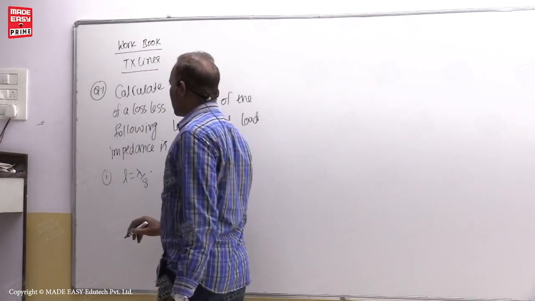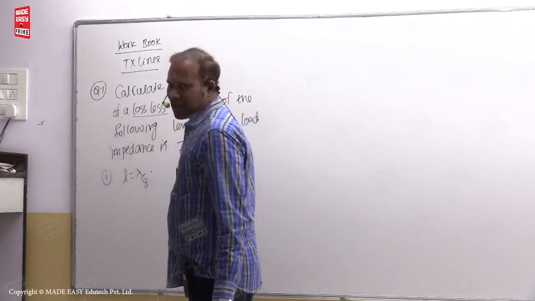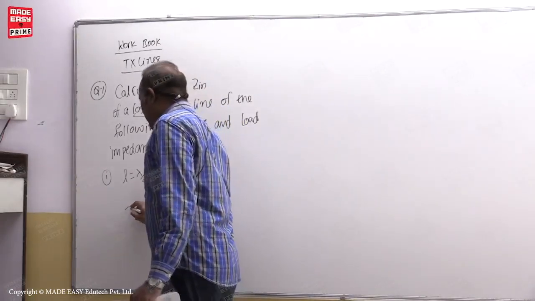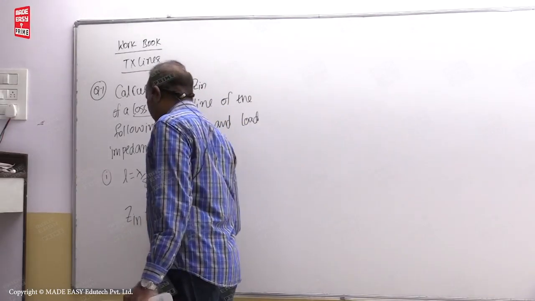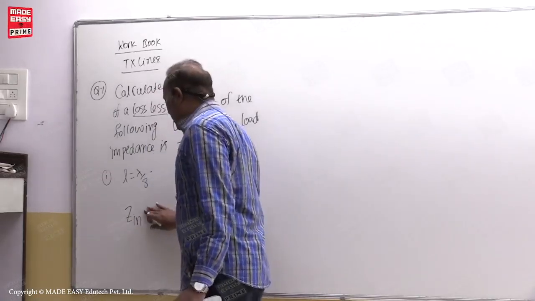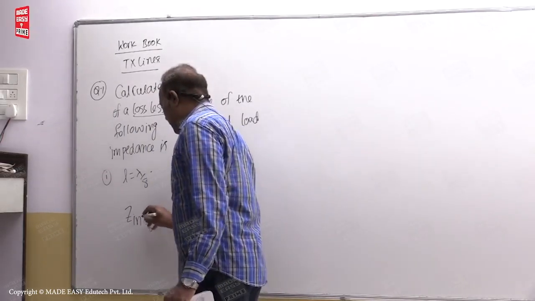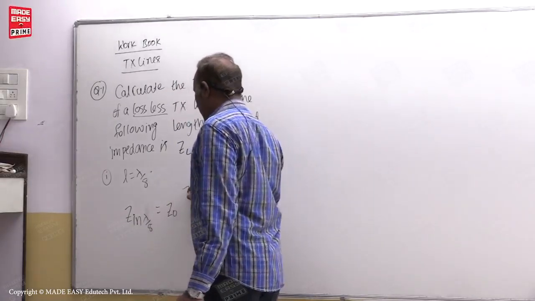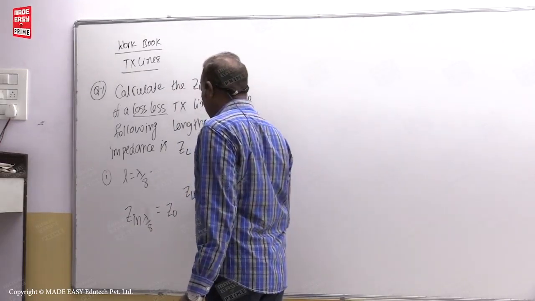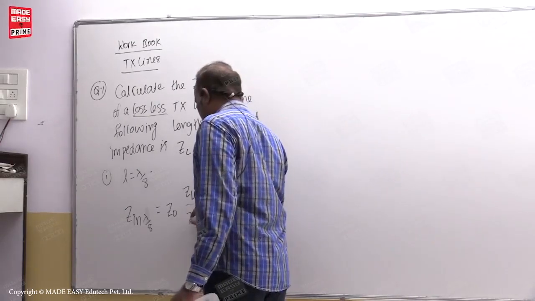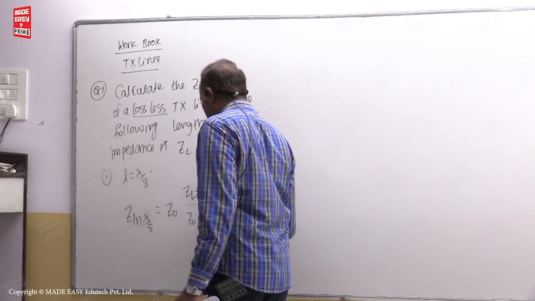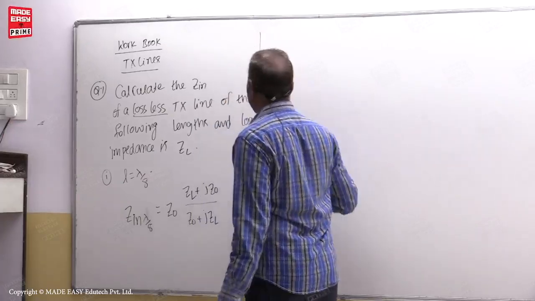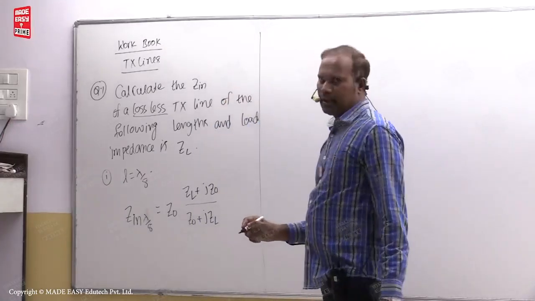Already we have solved this, dear friends. So it is a lossless transmission line. Now what is the input impedance of a lambda by 8 transmission line, students? Already we have solved it in the notes. So Zin is Z0 times ZL plus jZ0 divided by Z0 plus jZL. Okay, so this is the formula.